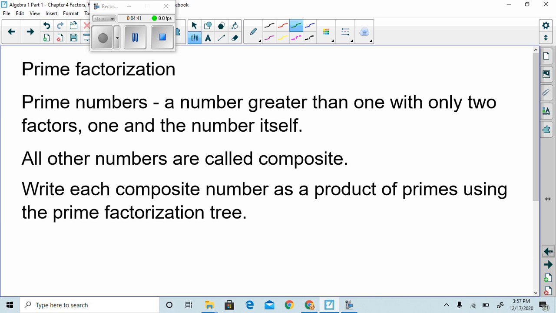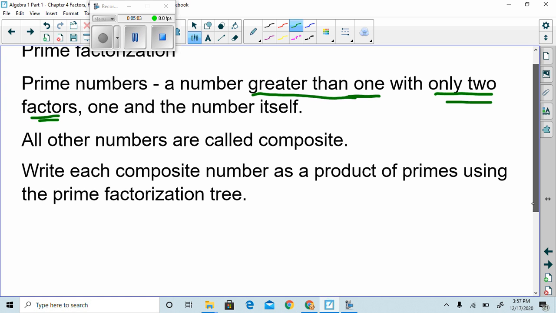Before we do a little practice on this next topic, let's refresh your memory on prime numbers. A prime number is a number greater than 1, okay, doesn't include 1, that has only 2 factors. Those 2 factors are 1 and the number itself. All the other numbers are called composite.